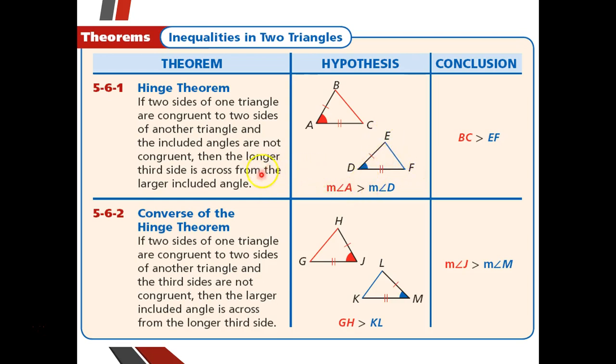Okay, and then we also have the converse of the hinge theorem that pretty much states the same thing, but instead of being given that one angle is larger than the other, we are given that the third side here is larger than the other third side. So whenever we are given that, say, GH is greater than KL, then we should know that the one that has the greater side length has the larger angle. So angle J is greater than angle M.